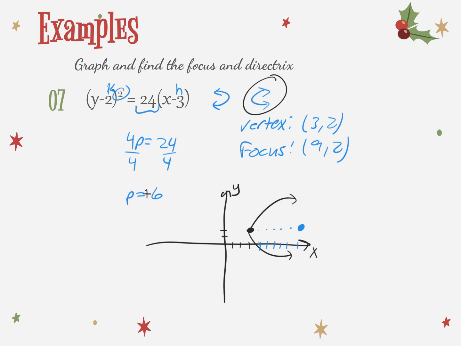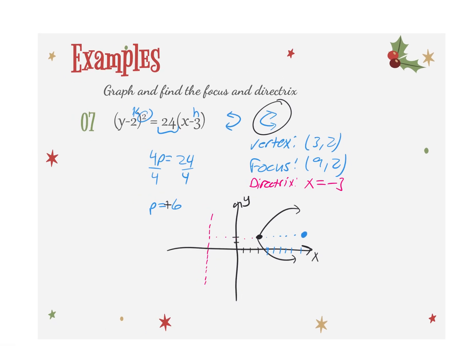All right, so then you want to do the same thing with the directrix. I'm going to go backwards 6 units, 1, 2, 3, 4, 5, 6, and then you end up with a vertical line going through the x-axis at -3, right? So you go 6 units backwards from your vertex, and then that's what you get for your directrix.